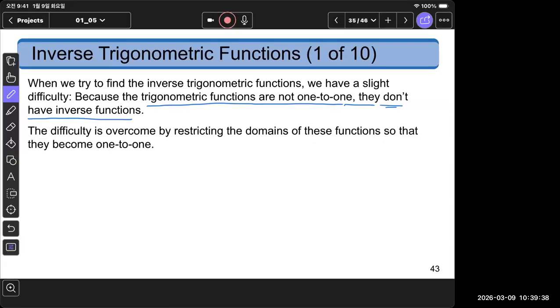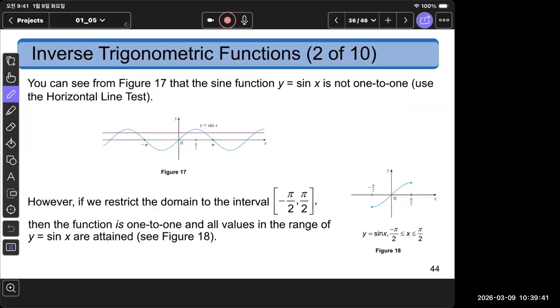but, for example, in case of the sine function, we have this periodic function as in figure 17. So this function is not one-to-one. But as I said, we want to consider the inverse functions of sine or cosine. So one way to define the inverse function is to make this sine function one-to-one. And here is how we did it.